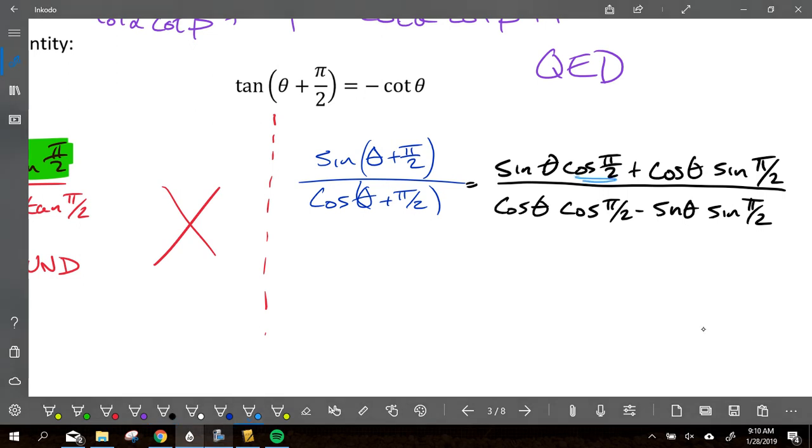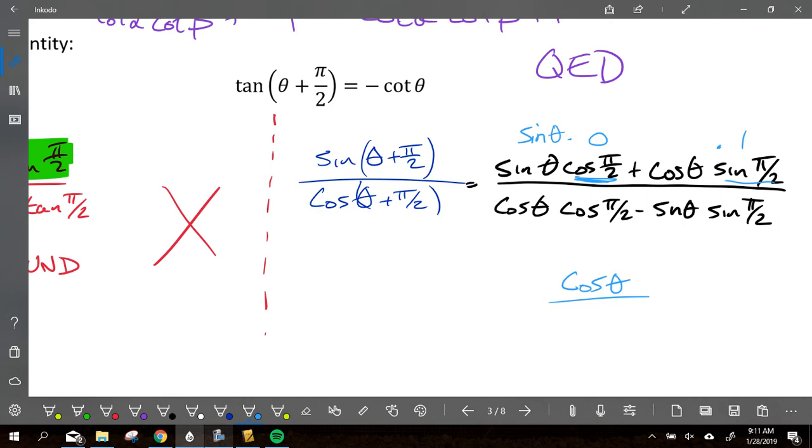Yep, cosine of pi over 2. We look at our unit circle, that's 0. What happens when you take sine of theta times 0? That gets you 0. So that goes away. And then what about the other part? That's 1. And so cosine of theta times 1. My numerator now is just cosine of theta because it was cosine of theta times 1. The other thing got a 0.